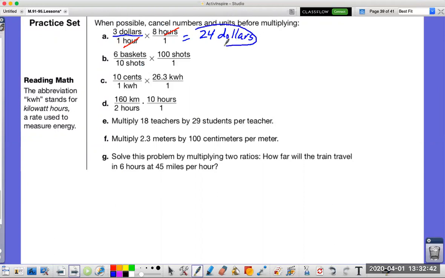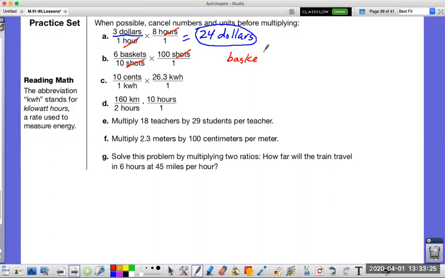Okay, that's letter A. What about letter B? In letter B, it says 6 baskets per 10 shots times 100 shots. So if you're going 6 for 10 every time you shoot and you do it 100 shots, it's asking us, well, you can see pretty clearly the final label is going to be baskets because this shot cancels out this shot. And all the label is going to be left over is that last word. So I already know what the label is. But see if you can answer it before I do. See if you get it right. And then just check.